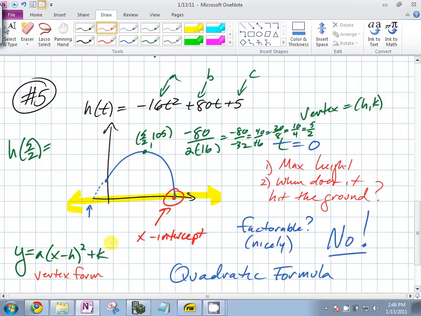You can also attack this problem by using vertex form, by doing something you may have heard, which is one of my favorite things in the world, but you'll hate it.